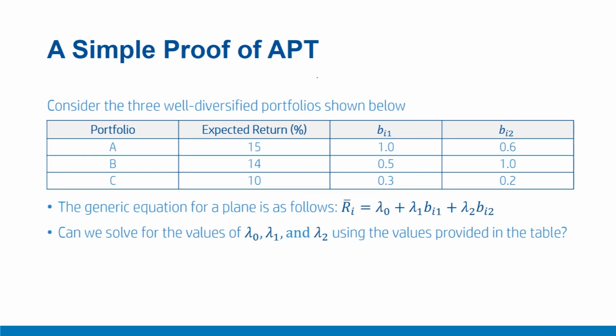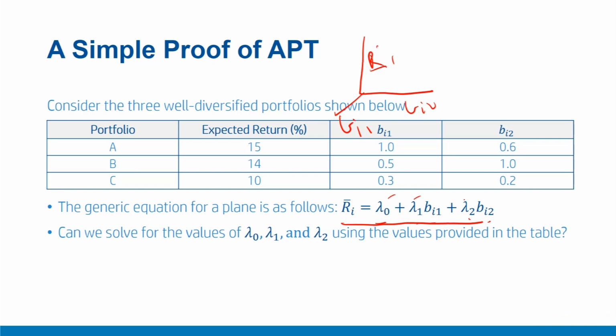If we believe in that plane, the generic equation of any plane which passes through three axes can be described. Those axes are bi1, bi2 and expected return Ri bar. That plane can be easily described by this equation. The mathematical proof of this equation is not discussed here: Ri bar equals lambda naught plus lambda 1 times bi1 plus lambda 2 times bi2.